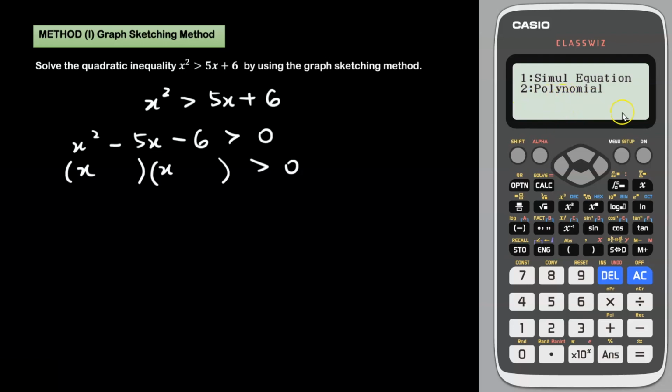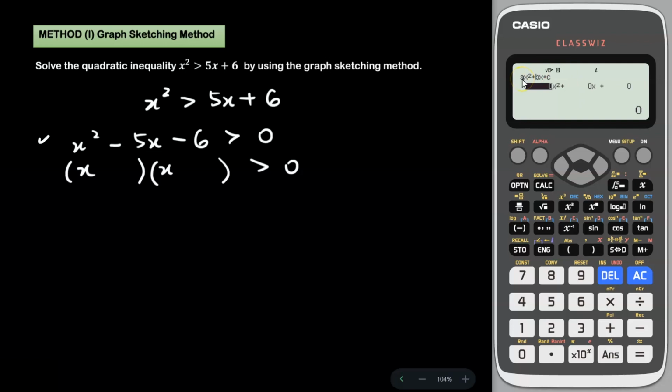Okay, so it's one line. If it's simultaneous equation, it's normally for two equations. So now this is only one. So we press polynomial, press 2, go to 2. And then the polynomial degree is 2 because the highest power is 2. Okay, x squared. So 2. So we have ax squared plus bx plus c.